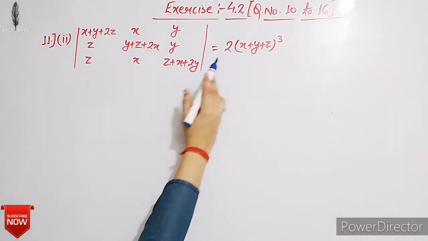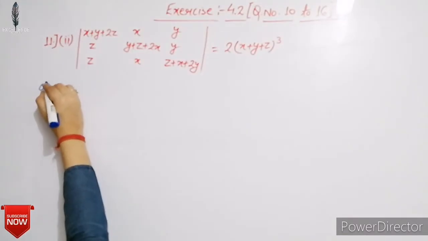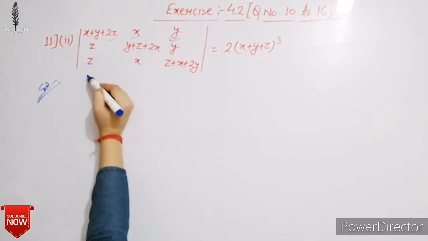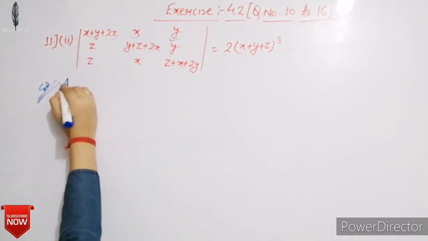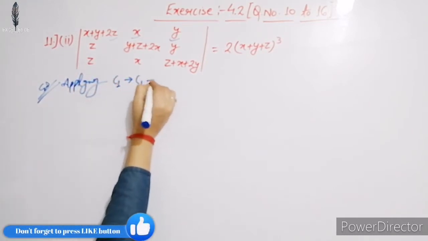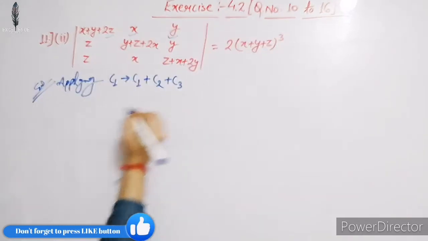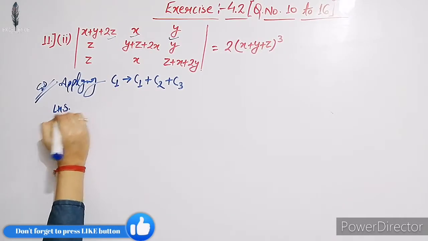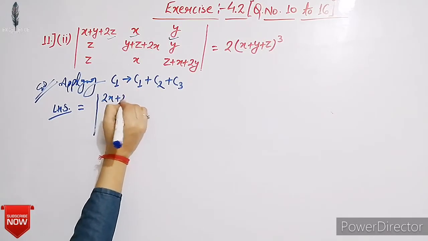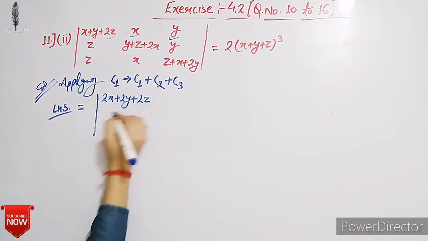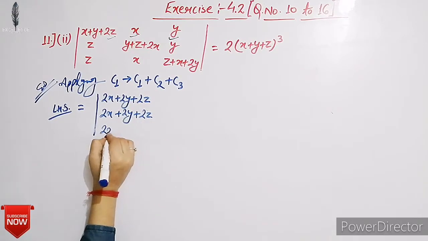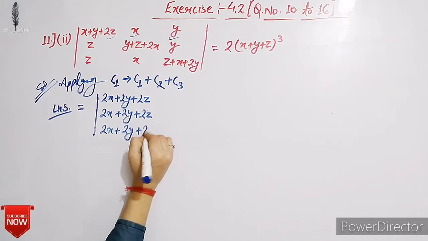Second part. Here we have to prove that it is equal to twice of x plus y plus z whole cube. Let's solve it. Here if we add C1, C2 and C3, then we get the same value in C1. So applying the operation, C1 is such that C1 plus C2 plus C3. Then LHS is equal to, C1 becomes here 2x plus 2y plus 2z. Here also 2x plus 2y plus 2z. And here 2x plus 2y plus 2z.